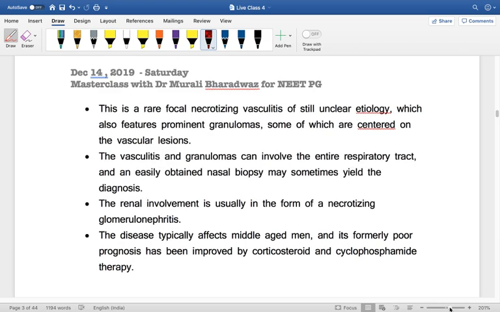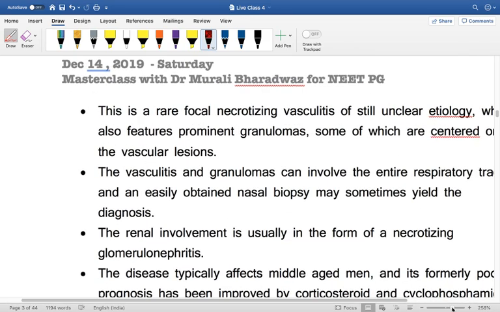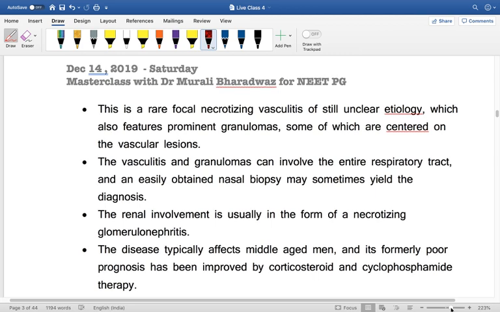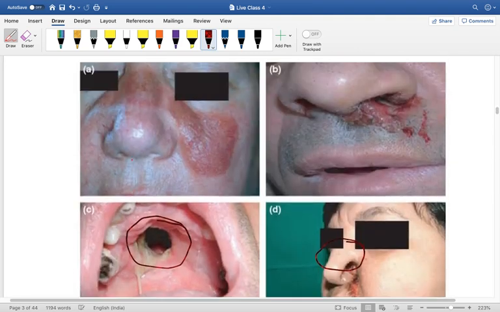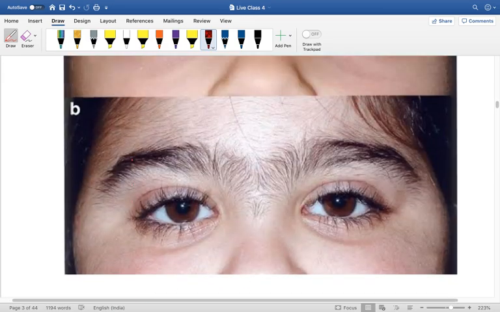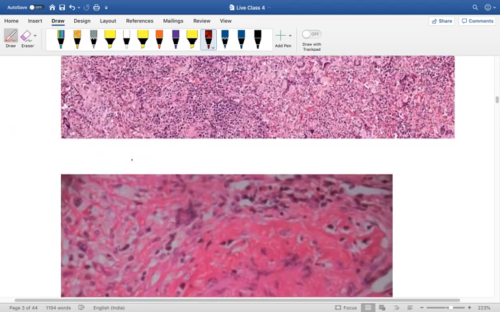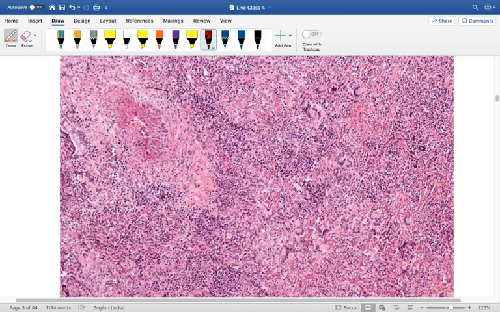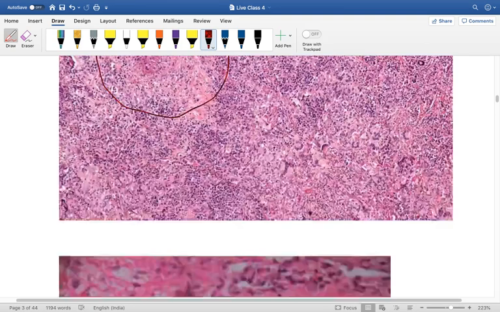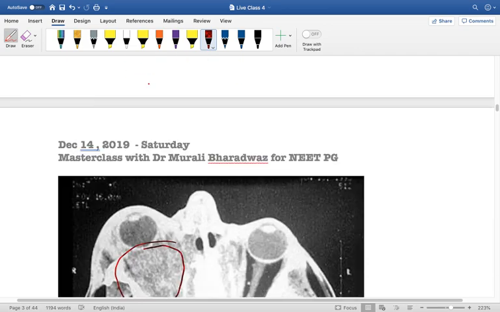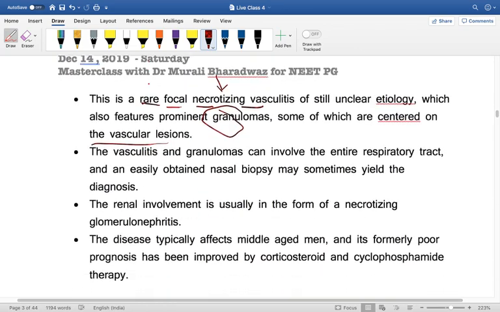So how do you describe Wegener's granulomatosis, doctor? Quickly, say it in 4 lines. Focal necrotizing vasculitis is there. Prominent granulomas, which are typically centered on the vascular lesions. So you are able to see, no? Prominent granulomas centered on the vasculitic lesions is the classical feature of Wegener's granulomatosis.